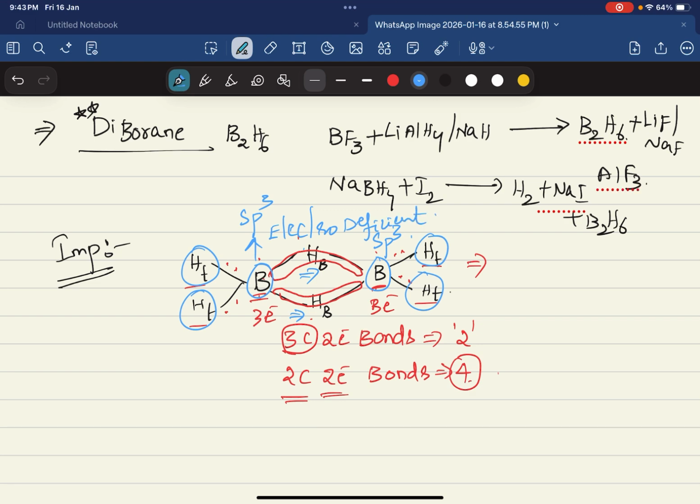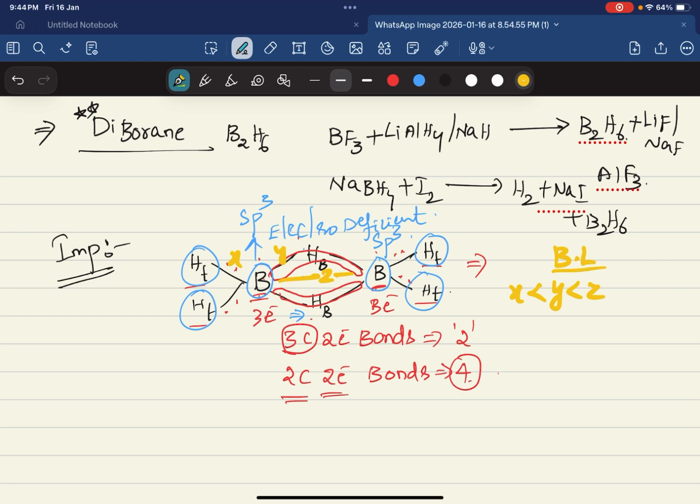Coming to the next one, bond length. If you observe, let us take this bond length as Z, this bond length as Y, this bond length as X. Then the bond length order of X, Y, Z will be X less than Y less than Z. This is the bond length order, students.